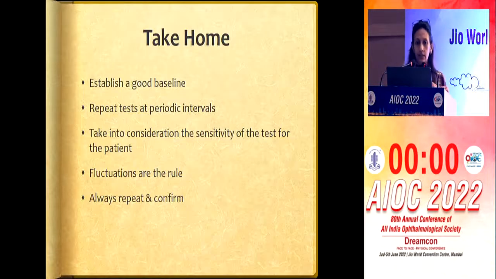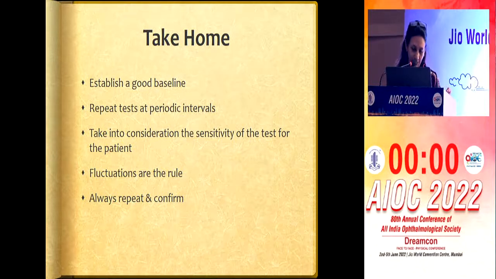And the take-home message is: establish a good baseline, repeat tests at periodic intervals as a discipline, take into consideration the sensitivity of the test and at which level the glaucoma is. Fluctuations are the rule, always repeat and confirm. And thank you for a very patient hearing, and I thank AIOC once again.